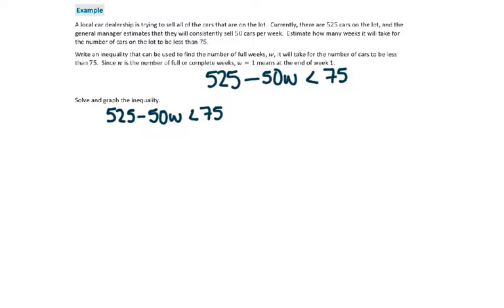Now notice when I solve this inequality, I have a positive 525 on the left side of my inequality, and I have a positive 75 on the right side. So those are like terms, and I need to combine them. In order to combine my like terms to get W by itself, I need to subtract 525 from both sides of my inequality. But what you can see is when I subtract 525 from 75, I'm going to get a really big negative number.